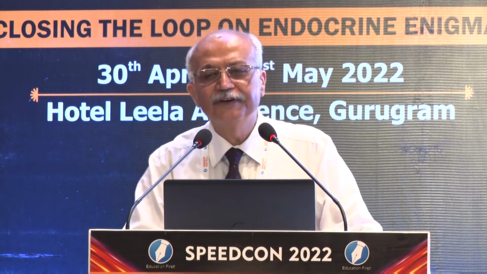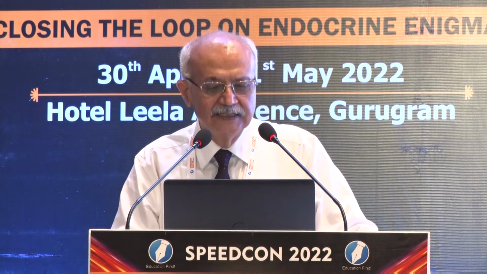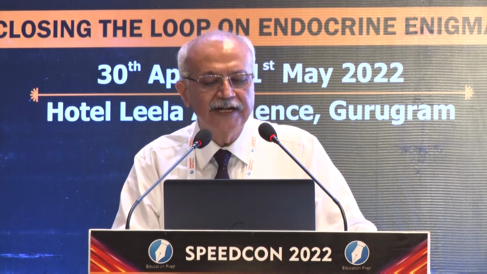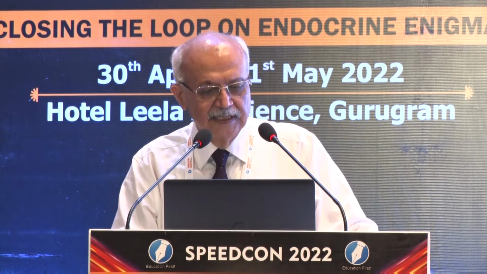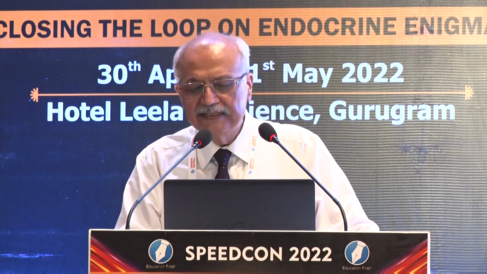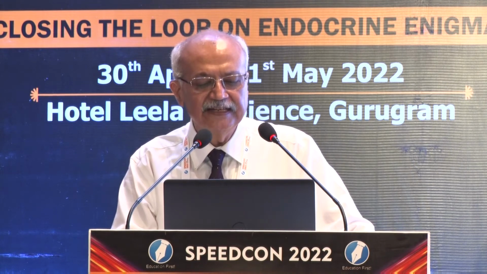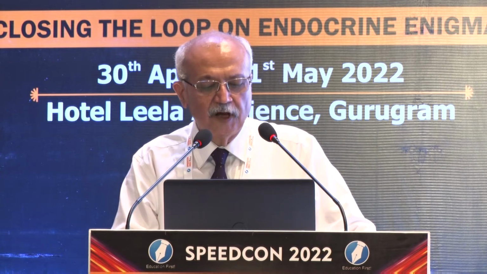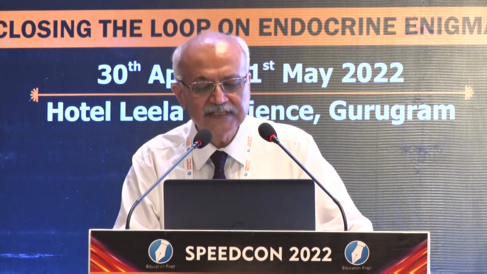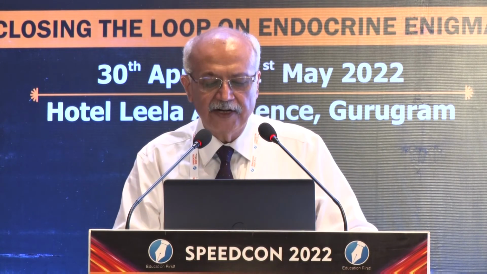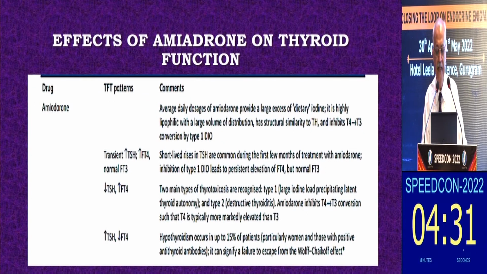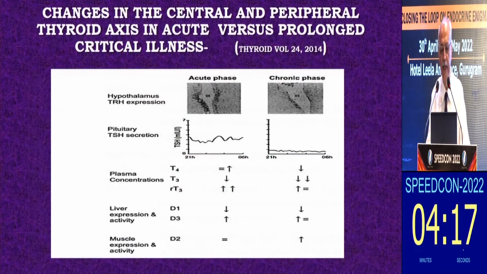Amiodarone is a very common drug used in cardiology, and it contains a very high amount of iodine, which is highly lipophilic, and it can cause a transient increase in the T3, TSH and T4. With a normal FT3, it can cause two main types of thyrotoxicosis. Type 1, which is a large iodine load precipitating latent thyroid autonomy, and type 2, destructive thyroiditis, and it inhibits T4 to T3 conversion, so that T4 is markedly more than the T3. And increased TSH and decreased T4 hypothyroidism can also occur in 15% of the patients. So amiodarone is a very important drug history to take.